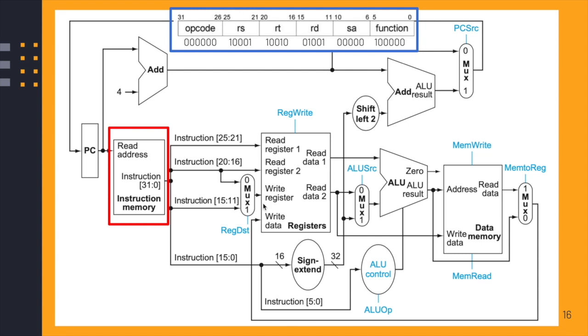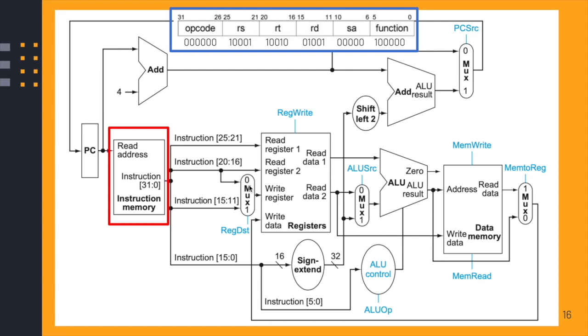So the write register will be the value from bits 11 to 15 and not from 16 to 20. So why do we have a multiplexer here that we can choose between these two values? Because if you remember in the I format instructions, if I am using an add immediate instruction, the destination register is RT. RD does not exist in the I format.